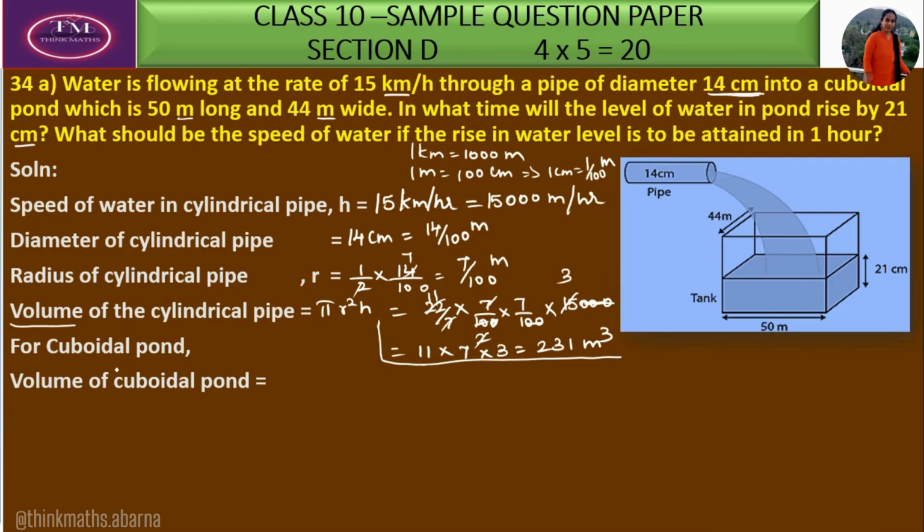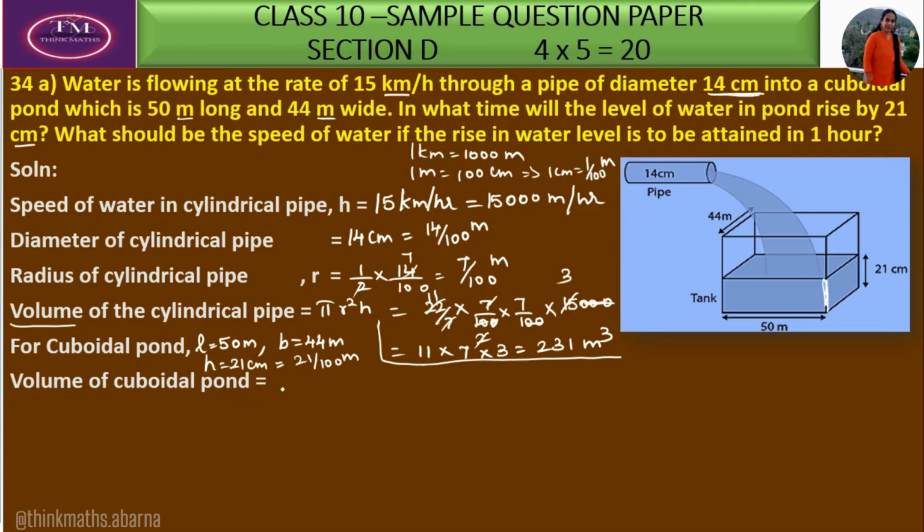Next we are going to the cuboid. For the cuboidal pond, what are the data given? A cuboidal pond which is 50 meter long. That means L is equal to 50 meter. Wide, so its width is 44 meter. That means breadth B is equal to 44 meter. And what is the height? In what time will the level of water in the pond rise by 21 centimeters? So the height should be 21. So h is equal to 21 centimeter. It is given in centimeter, so convert this to meter. So it is 21 by 100 meter.